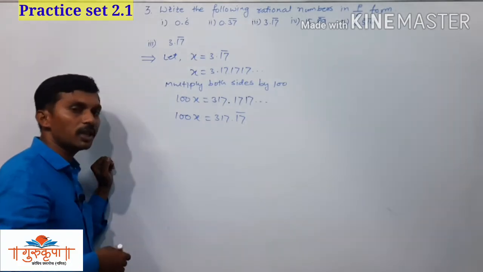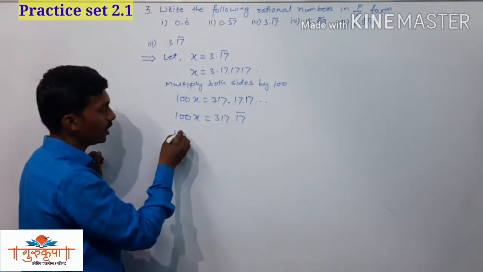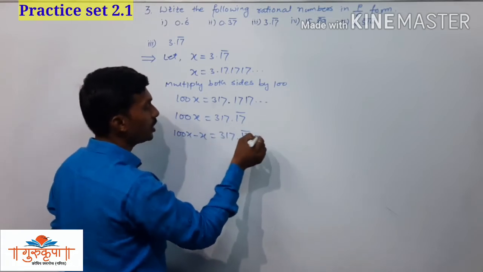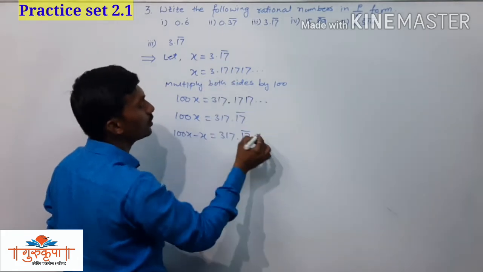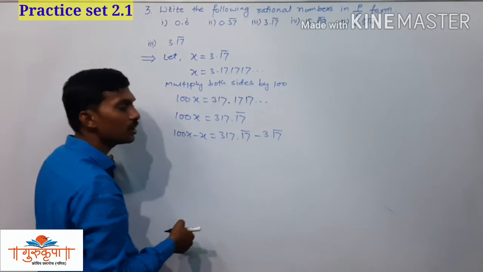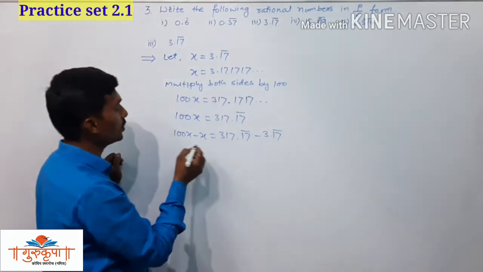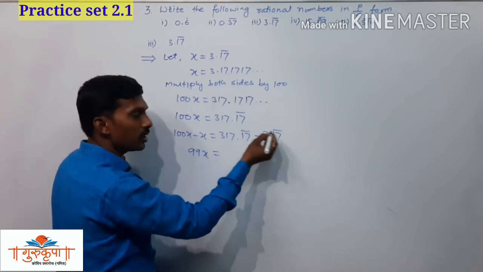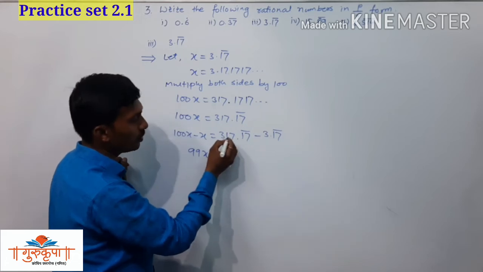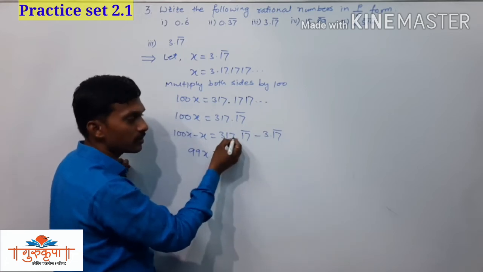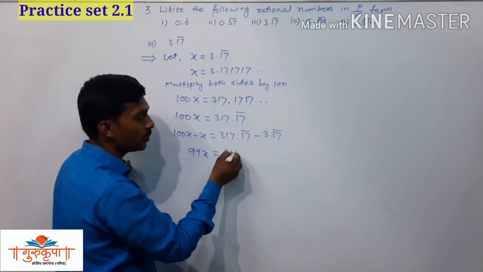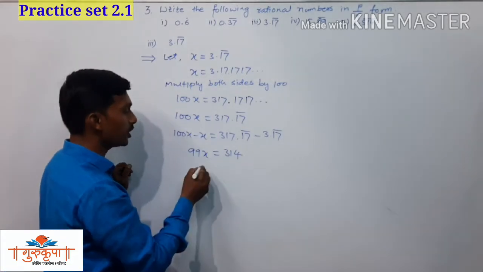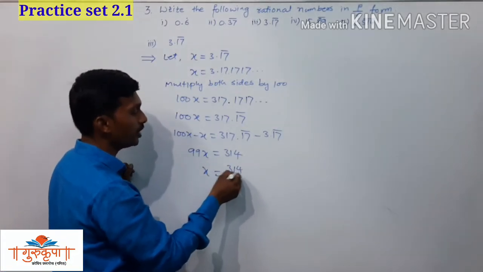Now we have to subtract x from both the sides. So here 100x minus x is equal to 317 point recurring 17 minus the value of x, that is 3 point recurring 17. Now take the subtraction. This is 99x is equal to, recurring 17 minus recurring 17 should be 0. Now we just have to subtract 3 from 317. 317 minus 3 is 314.000. So transfer this 99 to the right side, you will get 314 divided by 99.